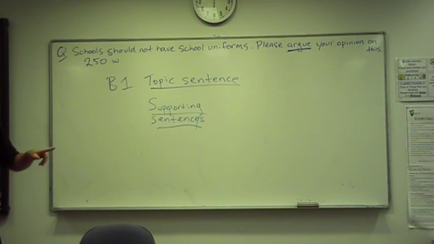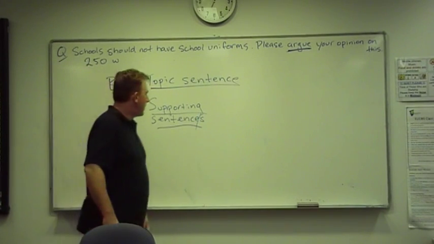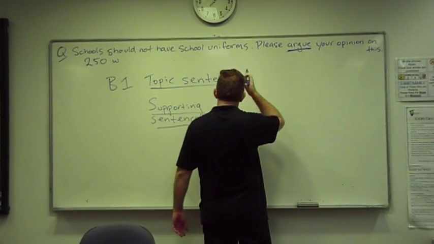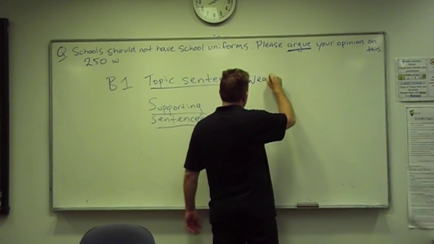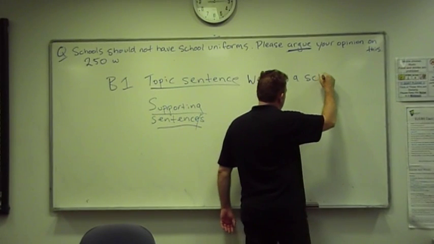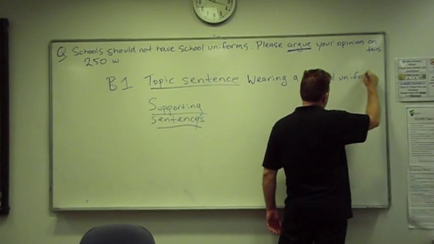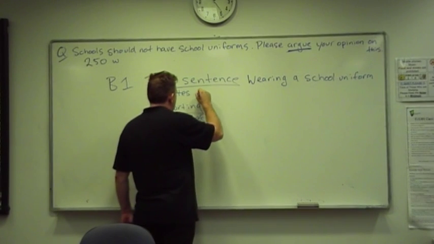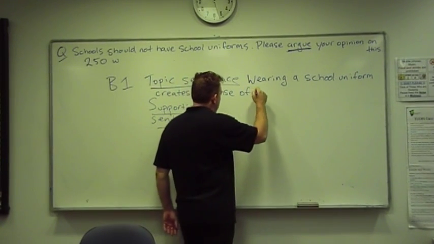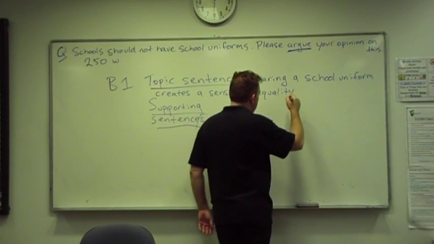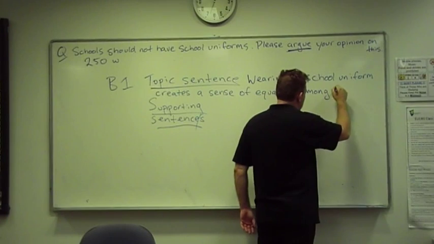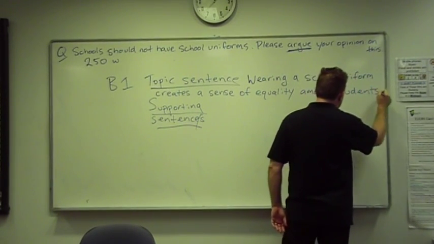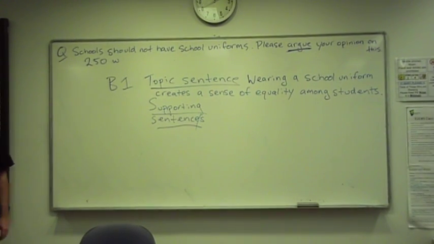All right, so what was the first one? Equality. Wearing a school uniform creates a sense of equality among students. Wearing a school uniform creates a sense of equality among students.